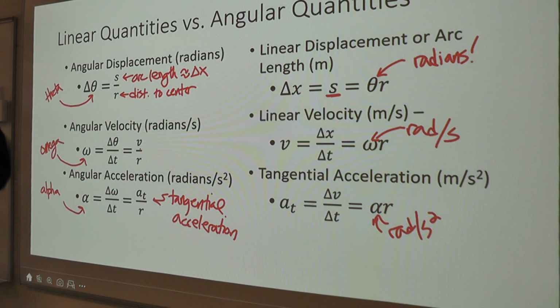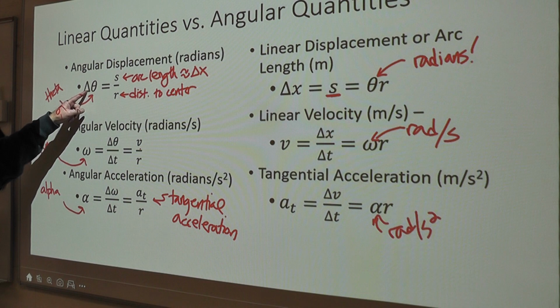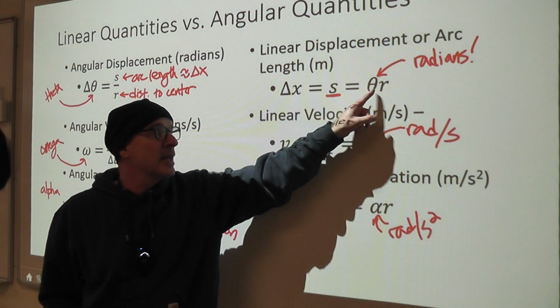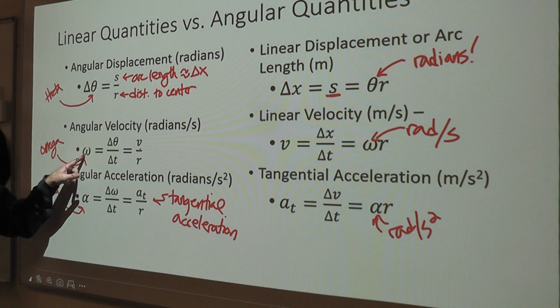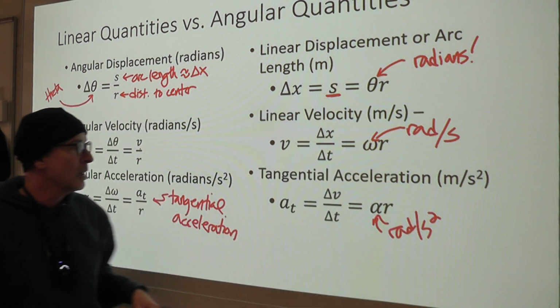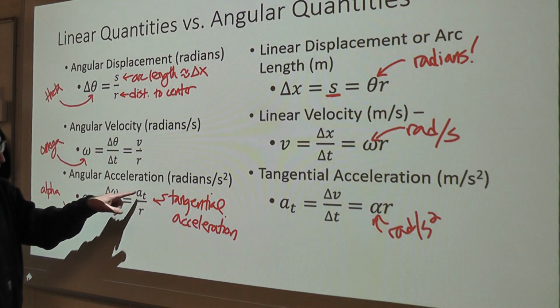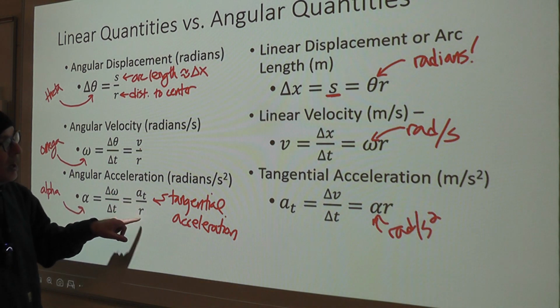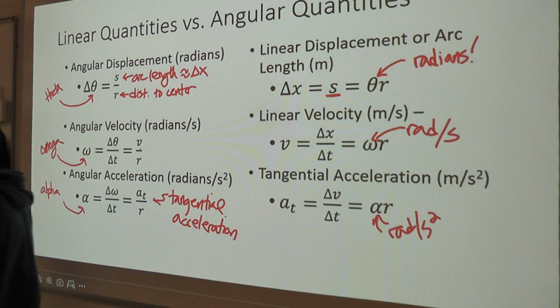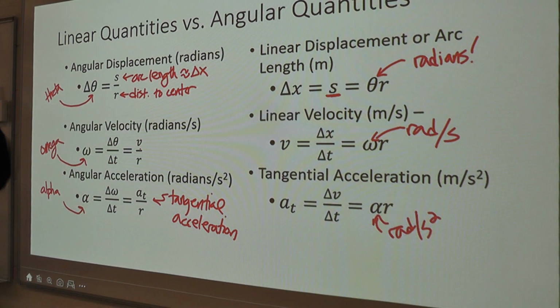What's on the left-hand side and what's on the right-hand side is the same thing. I've algebraically manipulated it. Delta theta is S over R. S is theta times R. Omega is V over R. V is omega times R. Alpha is tangential acceleration over R. Tangential acceleration is alpha times R. It's the same thing. You don't have to memorize or know 6 equations here. You just gotta think about what you have and what you want.